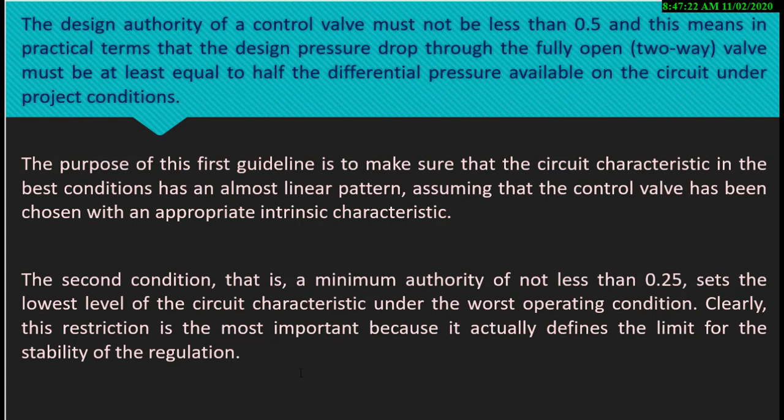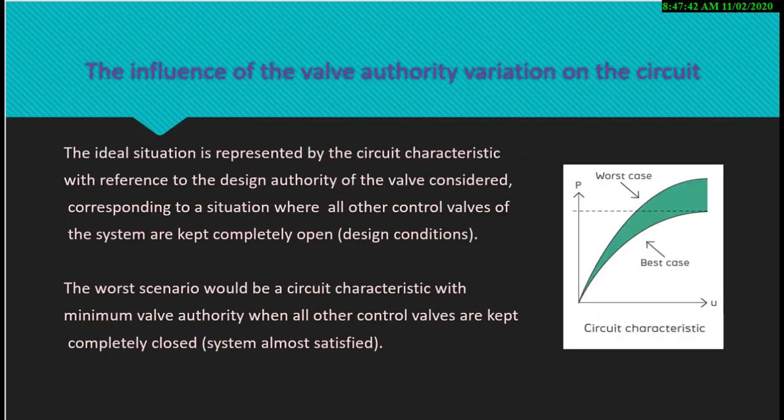The second condition, that the minimum authority is not less than 0.25, sets the lowest level of the circuit characteristic under the worst operation condition. Clearly, this restriction is the most important because it actually defines the limit for the stability of the regulation. We cannot stop the valve at 100%. We can keep the worst case here. We cannot go beyond the worst case, so the 0.25 will be after this curve. So the 0.5 will be after this curve, and 0.25 will be after this curve. So the valve life is running between these two figures.